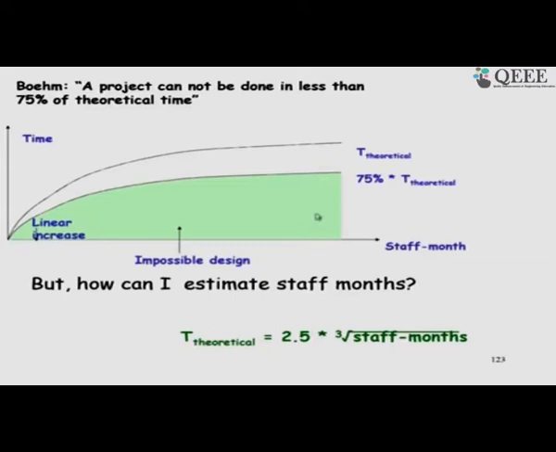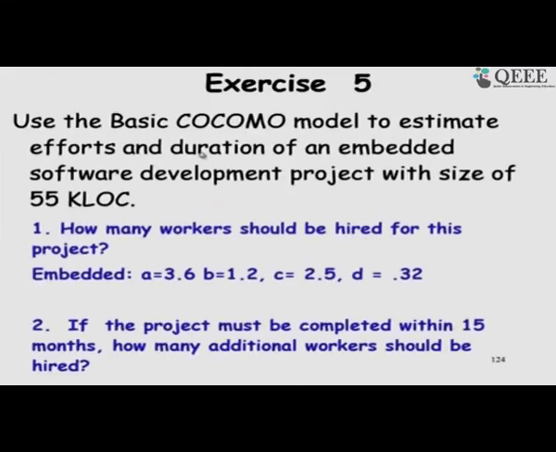Sorry, 9 months. So, that is 75% of 12 months, 9 months. Anything less than that, if you promise, your project will definitely fail. So, why he gave this statement, we will see as we proceed. And we had seen how to estimate the development time, roughly 2.5 into the effort to the power 0.3. There is another example, the basic COCOMO model estimation.